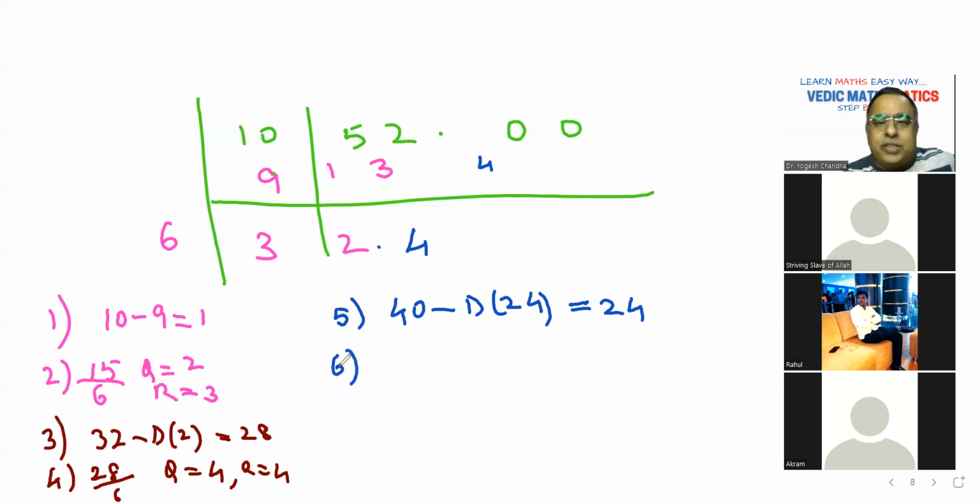Sixth step. Now this is what we generally follow, and I'll go by that method. But when you said negative, we'll see how we can use the Vinculum numbers. So 24 divided by 6, my quotient is 4 and remainder is 0. Remember, whenever we get remainder 0, we always get an answer in negative. Seventh step.